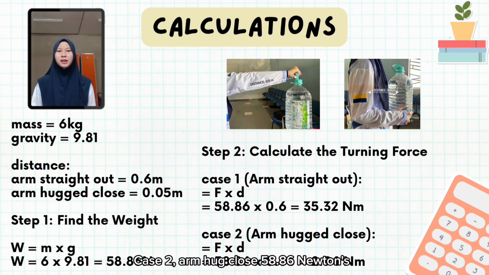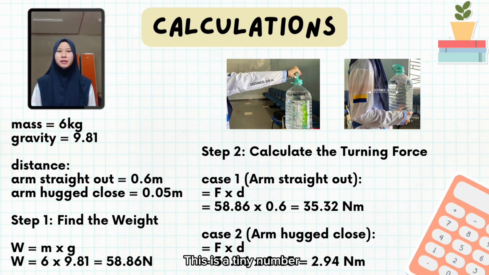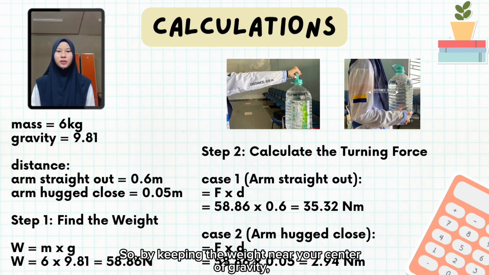Case 2, arm held close. 58.86 newtons multiplied by 0.05 meters equals 2.94 newton meters. This is a tiny number, which is why your arm stays relaxed and comfortable. So, by keeping the weight near your center of gravity, you stop your muscles from getting tired or strained.